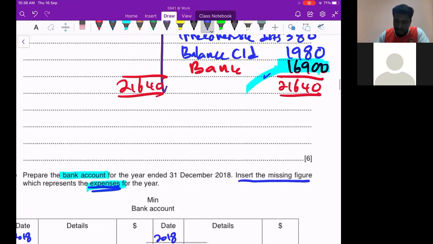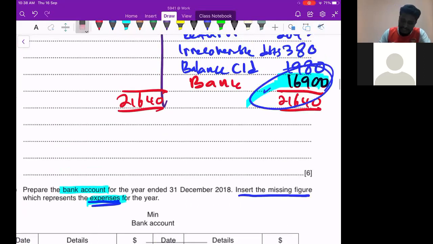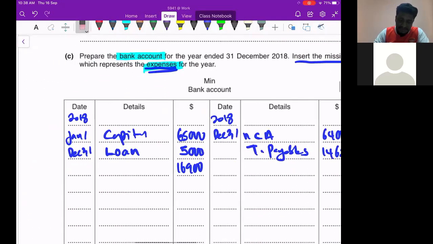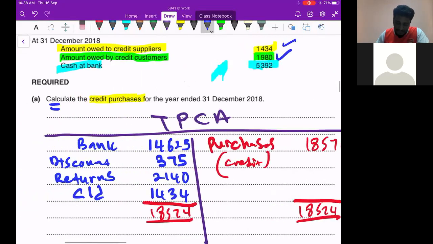16,900. I'm very sure a lot of students will forget this because it's not inside the question, right? So people will forget this. But still, it's money received. What? Trade receivables. After that, only I put the balance CD.